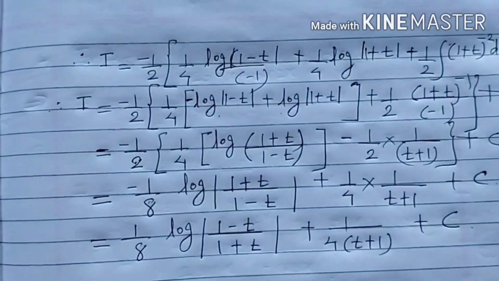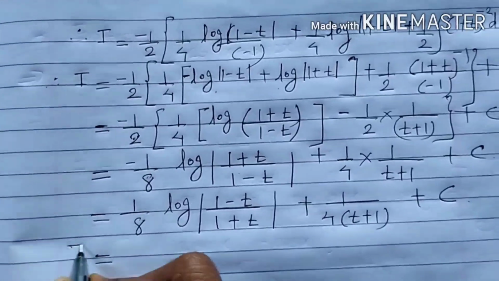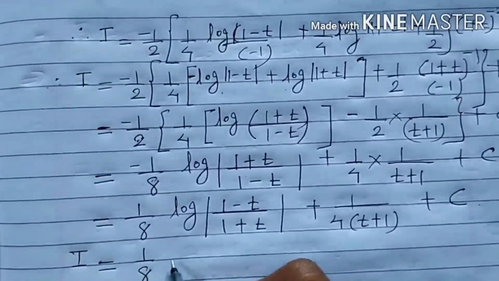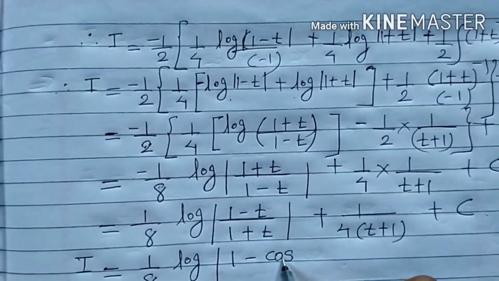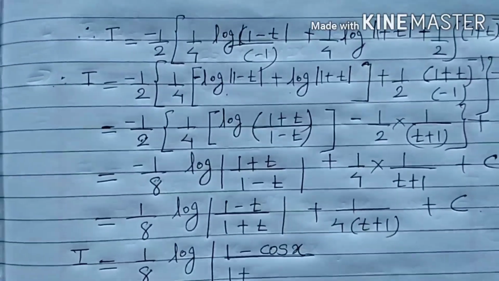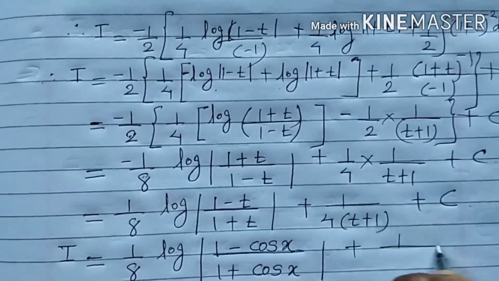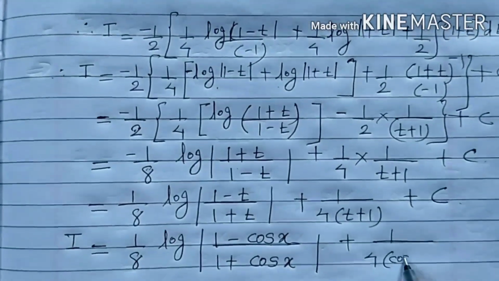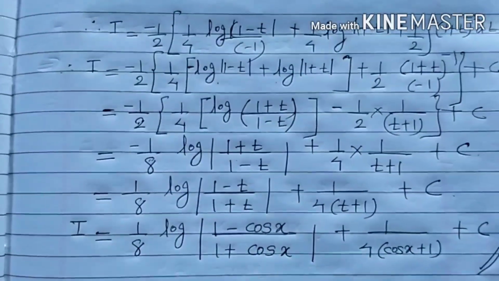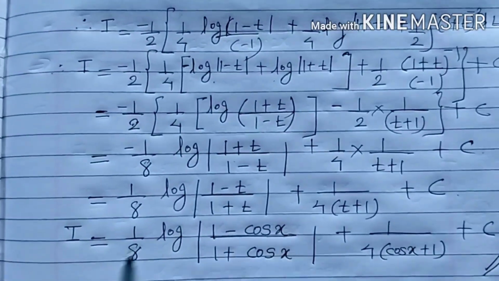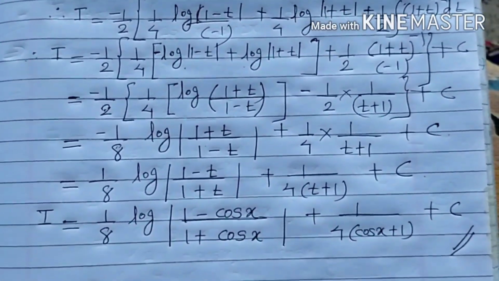But we know that t is equal to cos x, so I is equal to 1 upon 8 log of (1 minus cos x) upon (1 plus cos x) plus 1 upon 4 cos x plus 1 plus c. So this is our answer. You have to put at the end the value of t is cos x. So this is our answer.